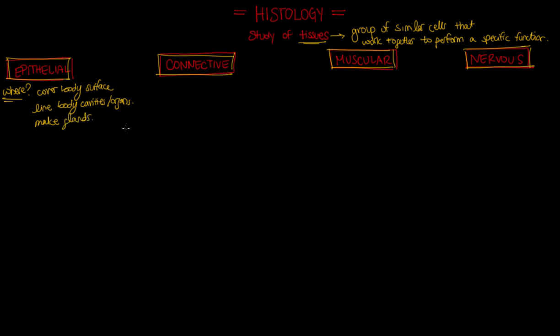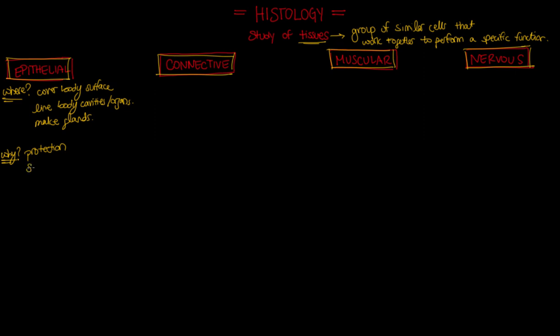So now in terms of functions, why do we typically have epithelial tissue in our body? The answer is pretty simple. If you think of your body surface, it has to be covered, such as your skin. What is the main purpose? The main purpose is to protect you. So one of the really important functions of epithelial tissue is protection.